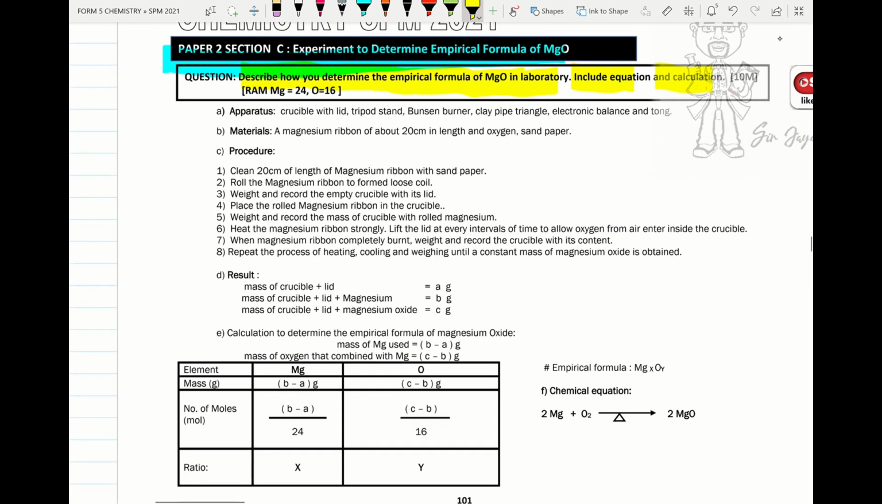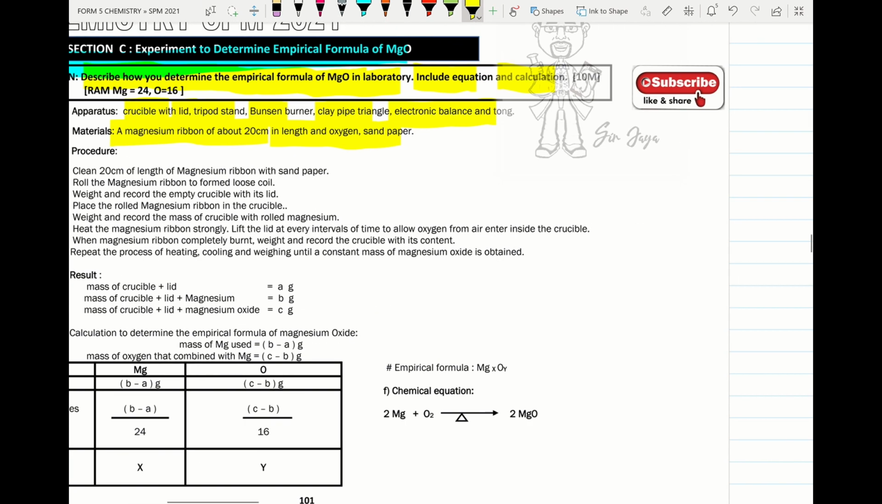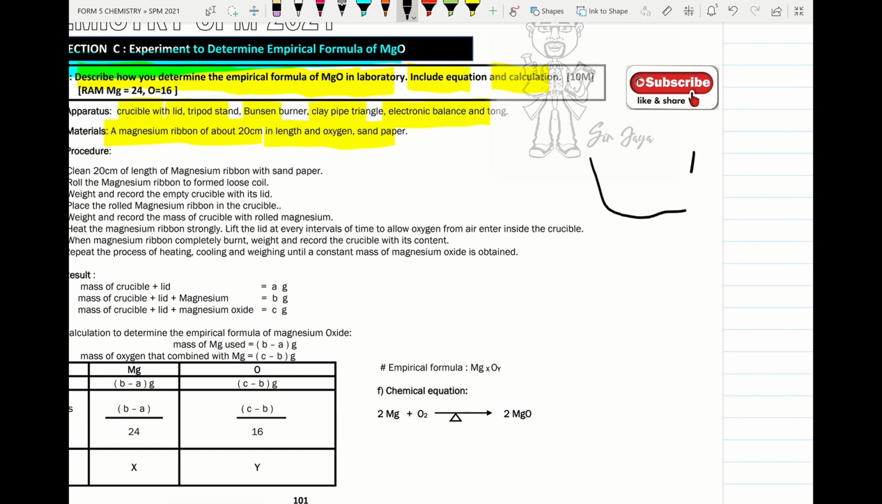So we take the apparatus: crucible, lid, tripod stand, Bunsen burner, clay pipe triangle, electronic balance, and tong. A magnesium ribbon about 20 cm in length, and oxygen, and sandpaper. So we draw the apparatus setup, in the exam paper, answer paper. So we draw the crucible. We put the clay pipe triangle and we put it on the tripod stand.